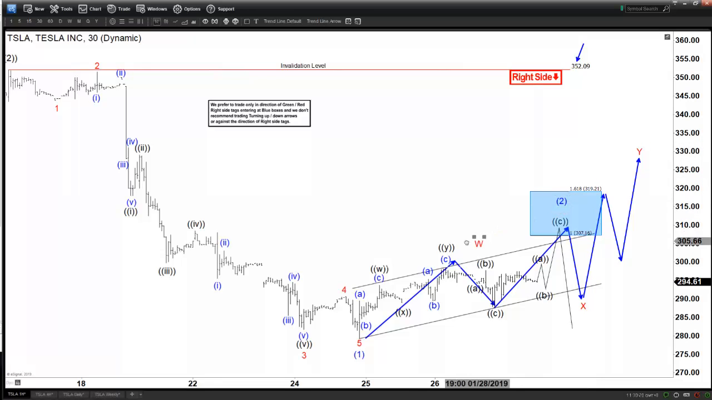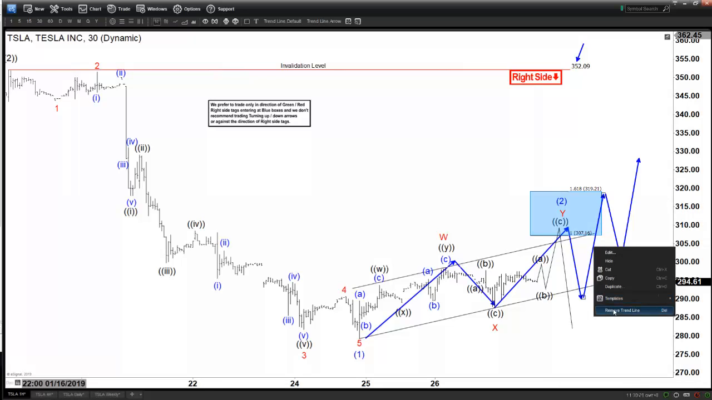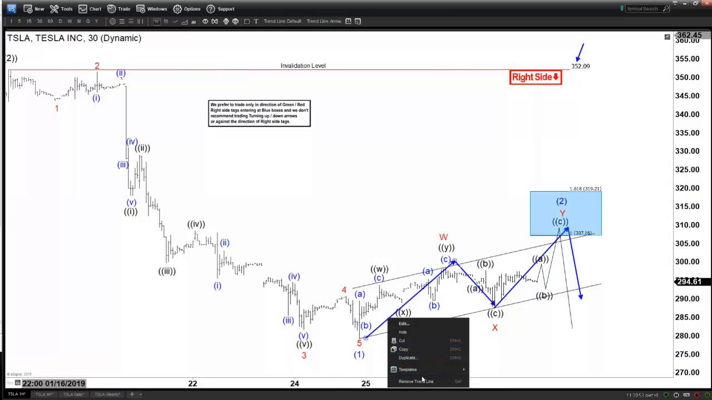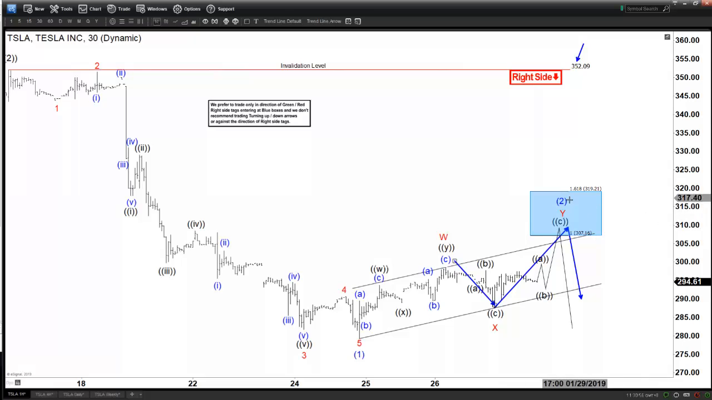So the bottom line is the rally or the correction can take a couple of different structures, right? But the idea is that as long as the rally in Tesla fails below 352, we expect an extension lower in the stock. Ultimately it is going to break below this low here on January 24, $279. Now we expect this blue box area to find some sellers.